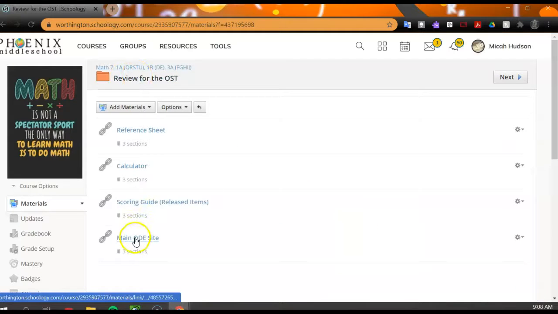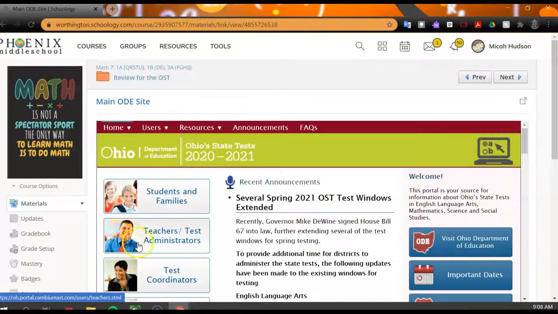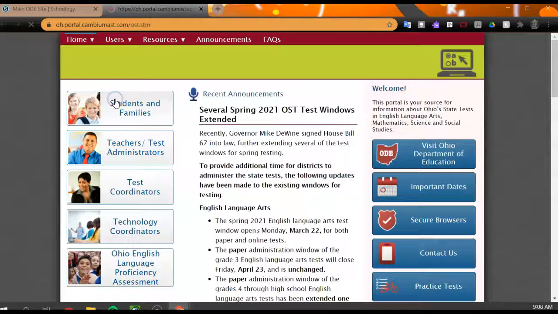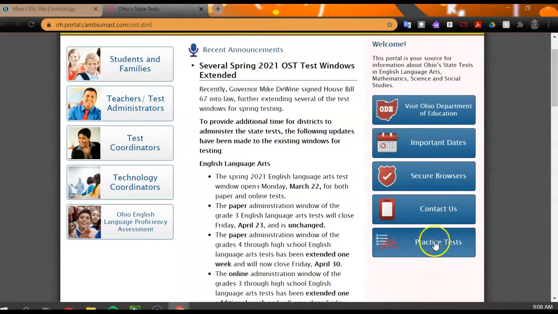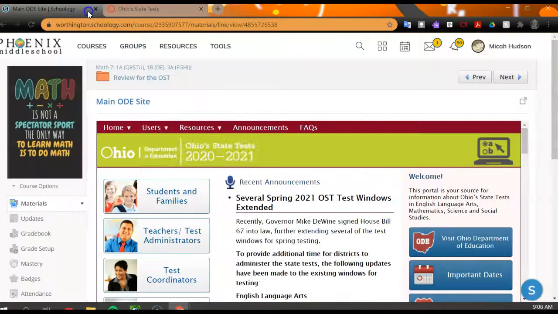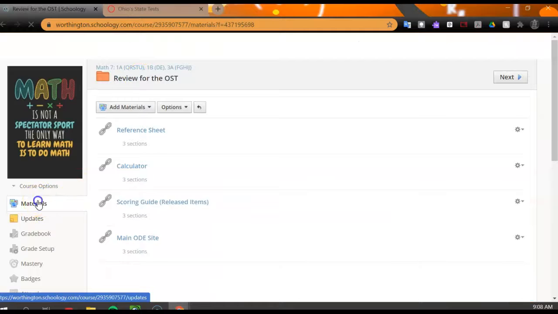The last thing here is the link to the main Ohio Department of Education site. So if you click on it up here in the blue, then you can come and take the practice test like we're doing together, like you probably just did. Yeah, for language arts, probably. Somebody respond, aside from just Sky, so I know Sky wasn't the only one. Okay, so that's everything in that main new folder, Review for the OST, here in Schoology.